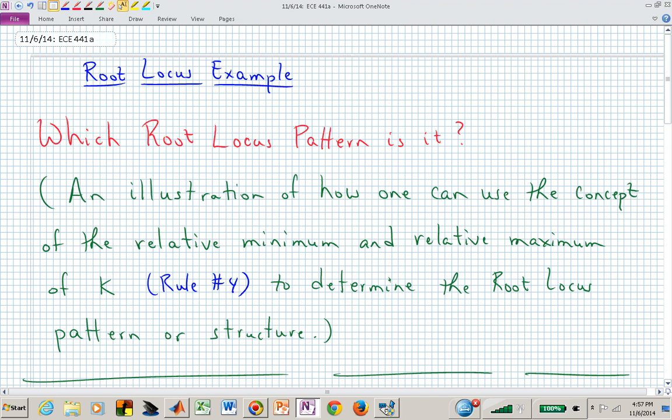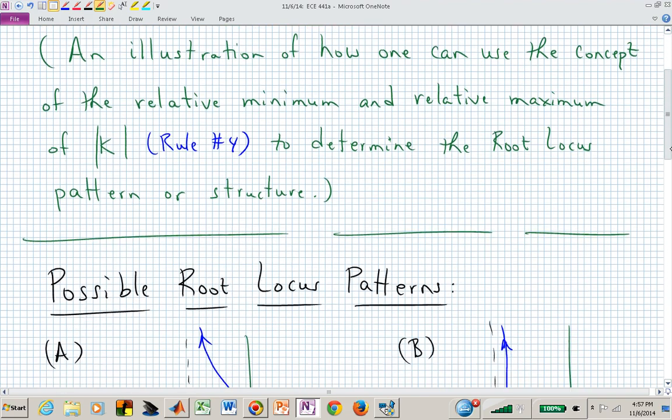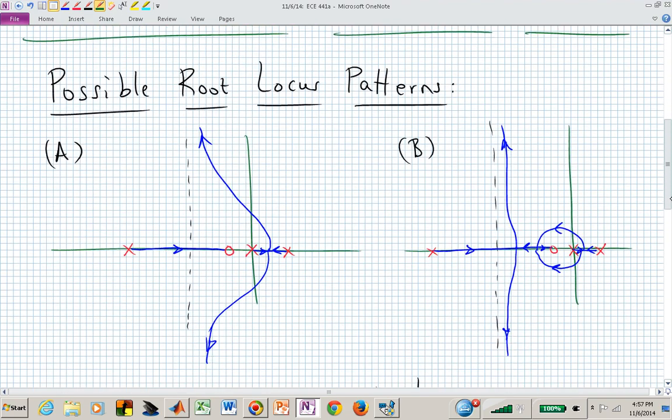This is really an illustration of how one can use the concept of the relative minimum and the relative maximum of the magnitude of our gain k, which is really coming to us from the magnitude condition, to determine the root locus pattern or the structure of the root locus. What am I referring to?